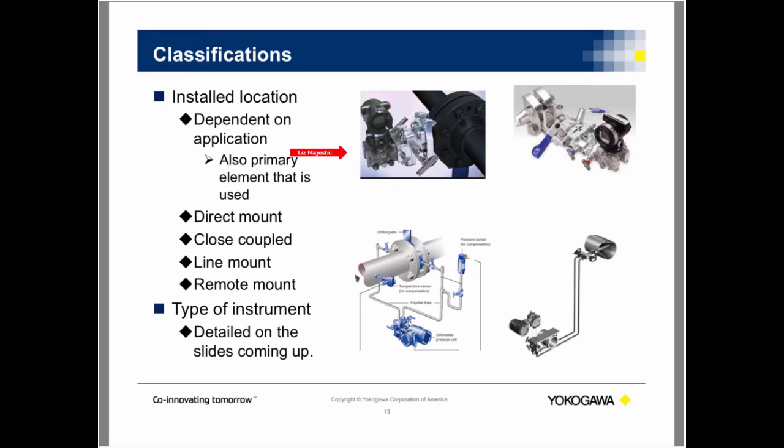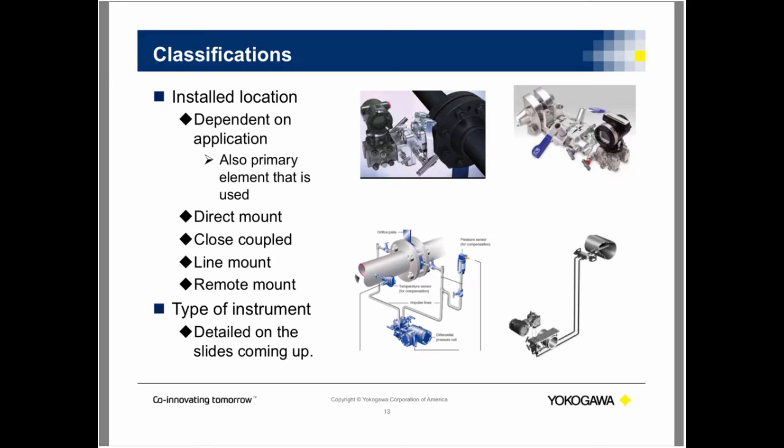Then we're going to move to our close coupled. Now, people think that direct mount and close coupling are about the same thing. The only difference is that with direct mount, your manifold is directly mounted to your primary element. With close coupling, your manifold is mounted to valves that are then mounted to your orifice plate, or to your primary element. This close coupling reduces pipeway space congestion and allows the transmitter to be more accessible for servicing.